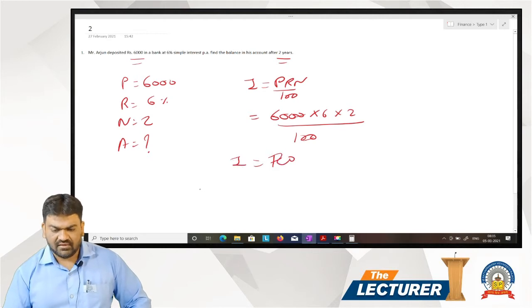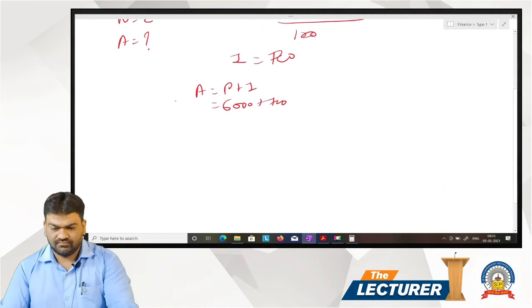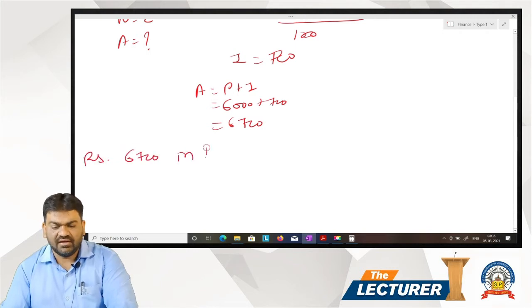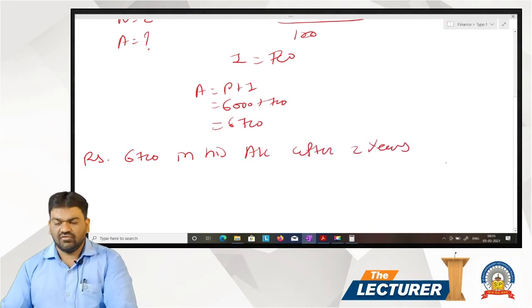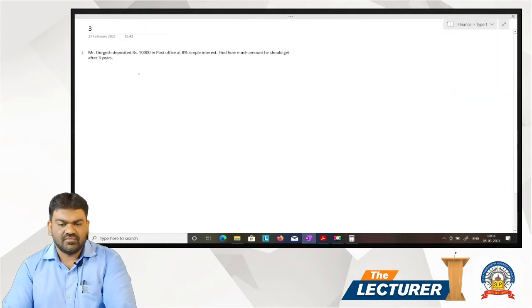This is I. Now we have to find out total. So A, P plus I. 6,000 plus 720. So 6720. Rupees 6720 in his account after 2 years. This is your answer.